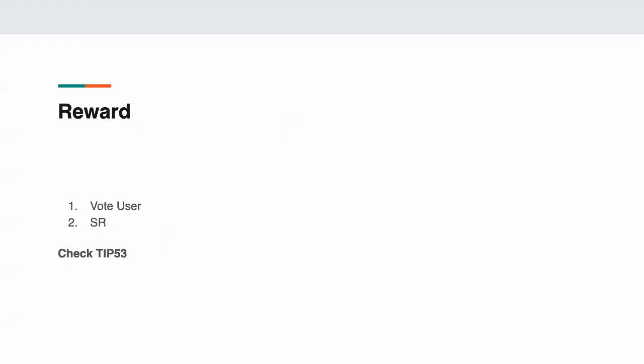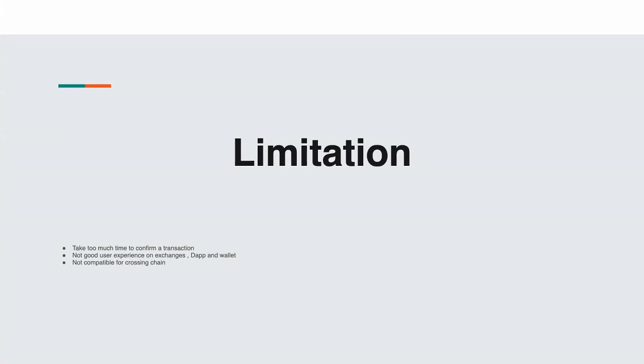The next slide is the reward. In our TRON consensus, we have a very good policy for the users and the witnesses. The users who vote for an SR can receive a reward, and the SR which produces blocks can also get a reward. So both sides can benefit from our network. However, there are a lot of limitations in the old TRON consensus, so we started to do some optimization.